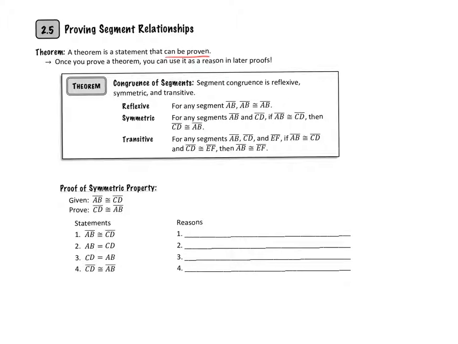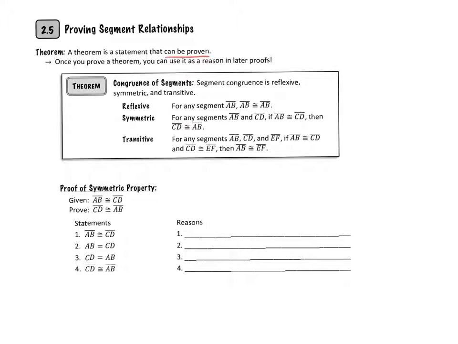So, we have some theorems, and these are the congruence of segments. Again, congruence is going to be reflexive, symmetric, and transitive. For any segment AB, segment AB is congruent to itself. Symmetric: if I have segments AB and CD, as long as AB is congruent to segment CD, then I can write that in the other order.